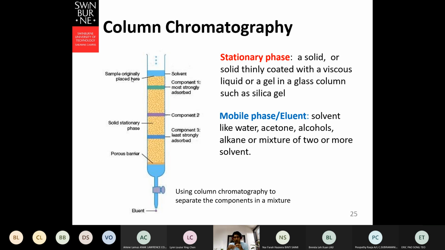Gravitation. With gravity, the liquid is going down through the silica gel and everything. Along the way it is going down, and due to the difference between the mobile phase and solid phase polarity, it will get separated. All right, it will get separated.